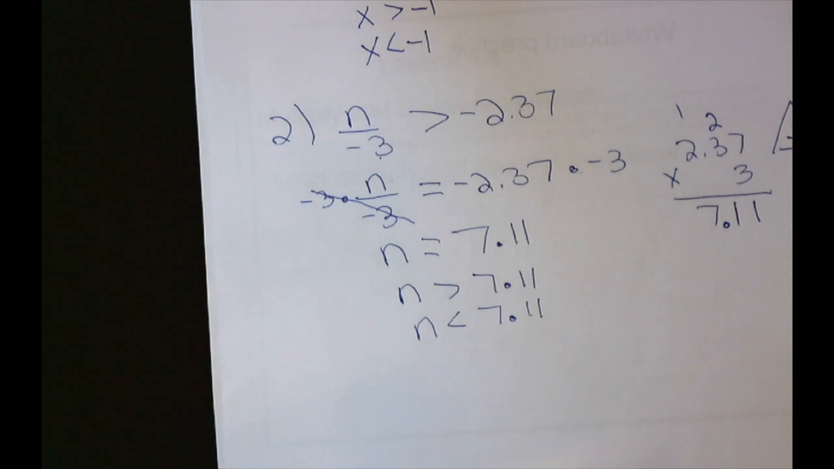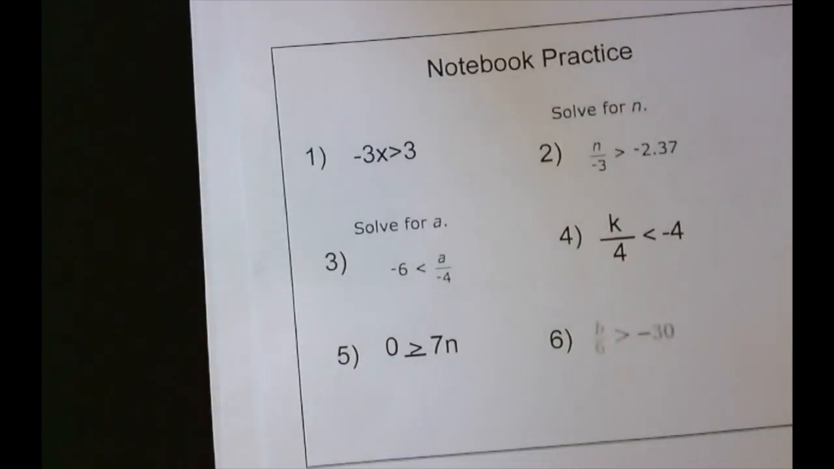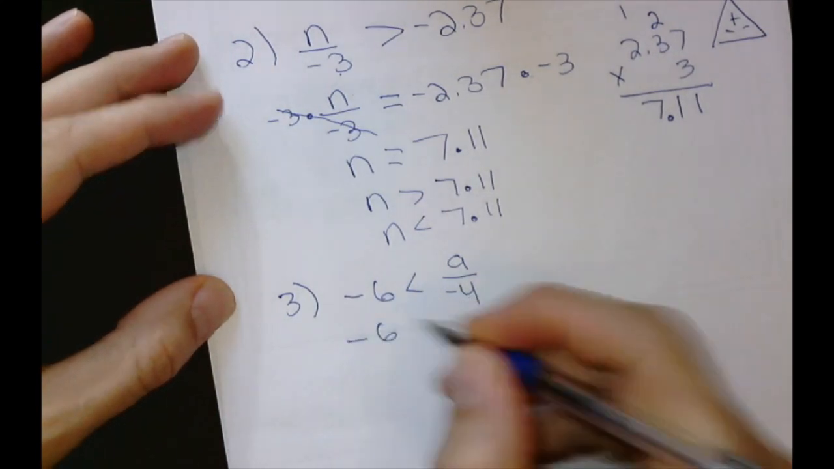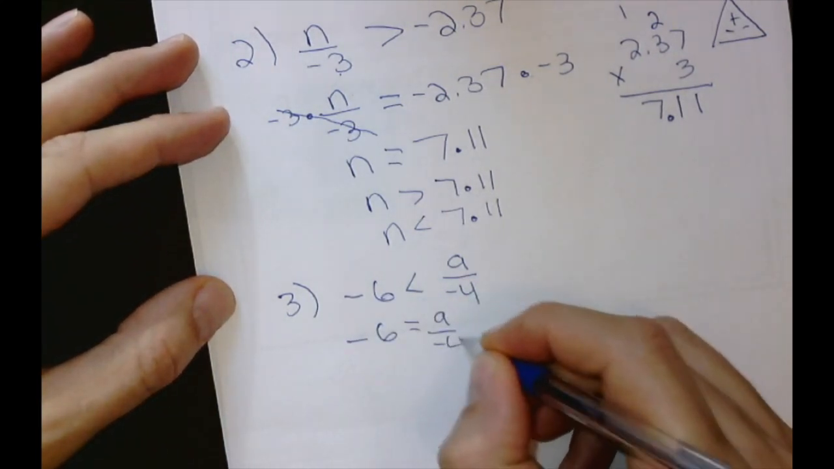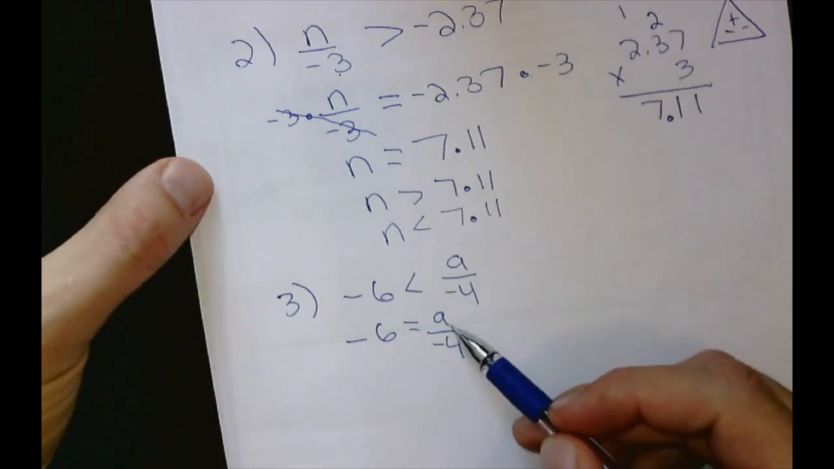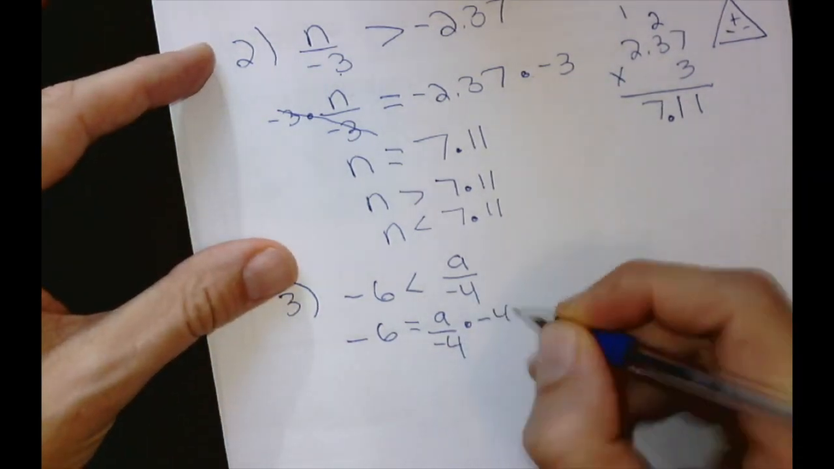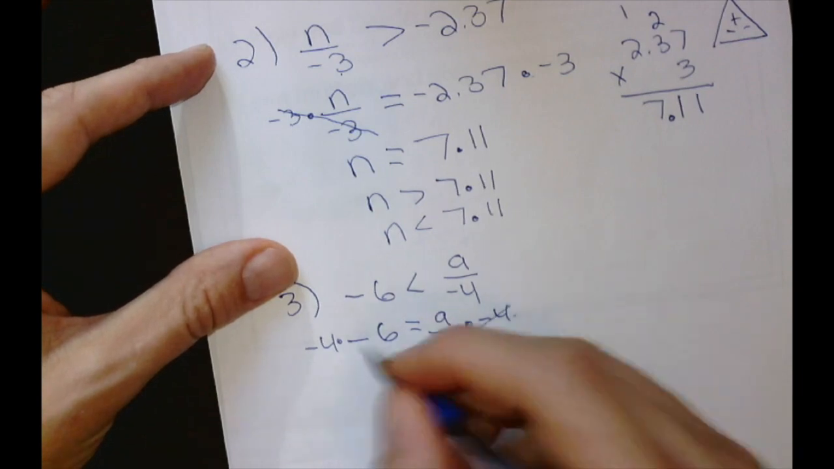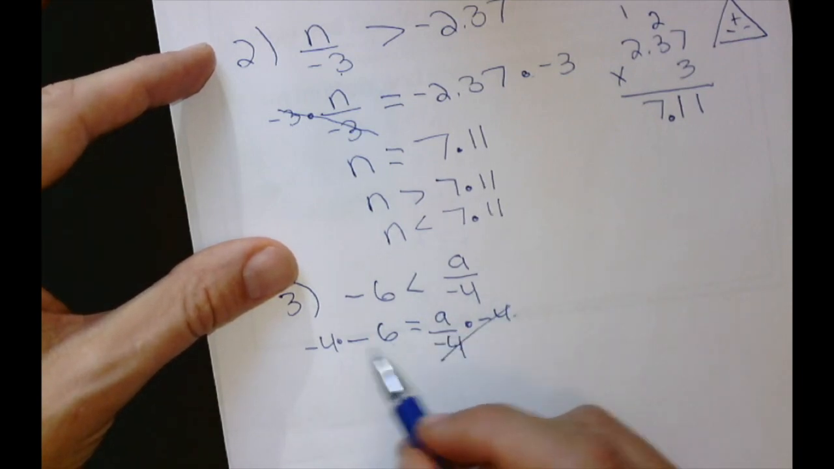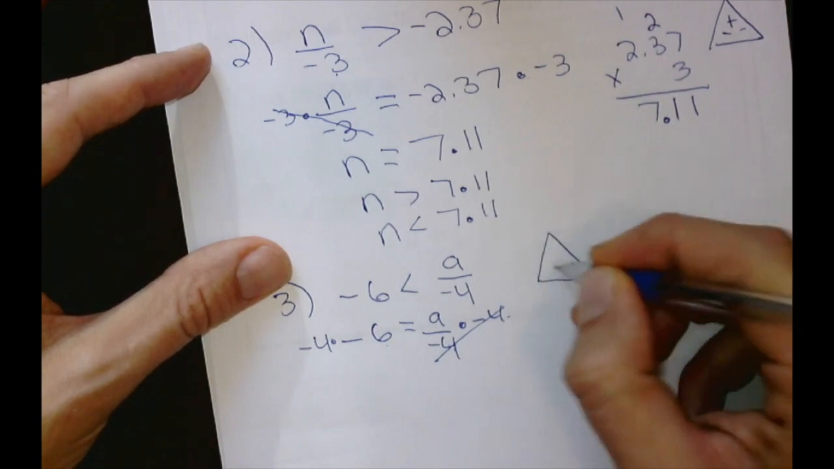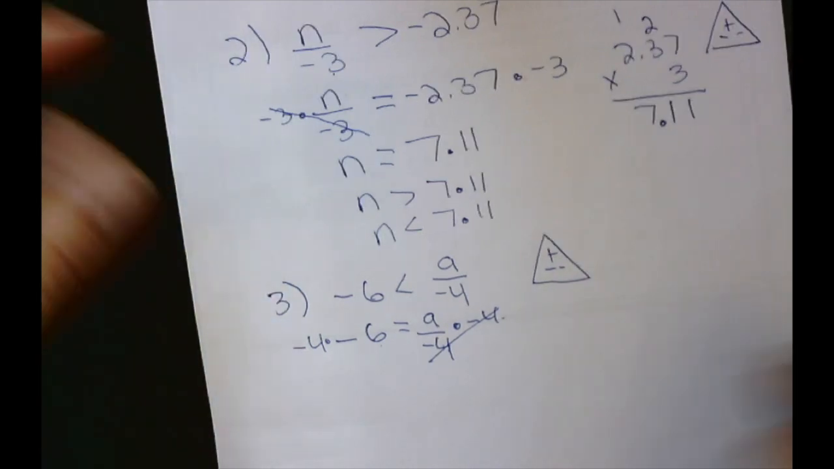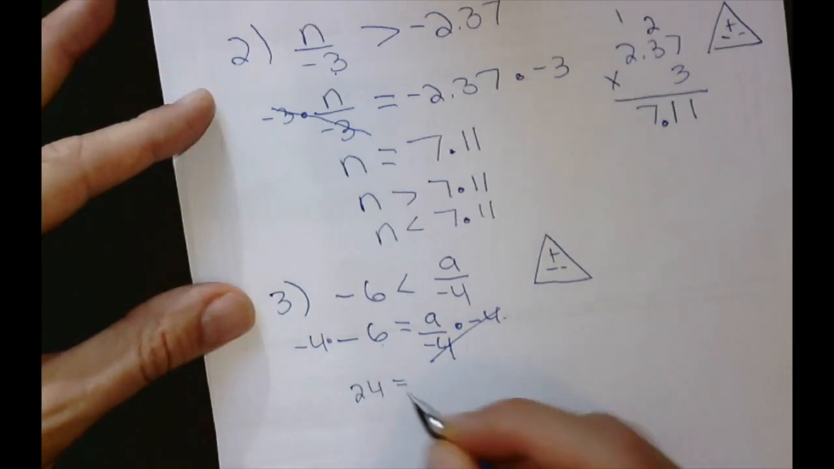Number 3. Negative 6 is less than a over negative 4. I'll begin by turning my inequality sign into an equal sign. After that, since I'm dividing, I'll go ahead and multiply both sides by negative 4. My negative 4's cancel out on the right side, and I have negative 6 times negative 4. Since I'm multiplying by a negative, I use my triangle to get a positive answer. So now I have 24 is equal to a.